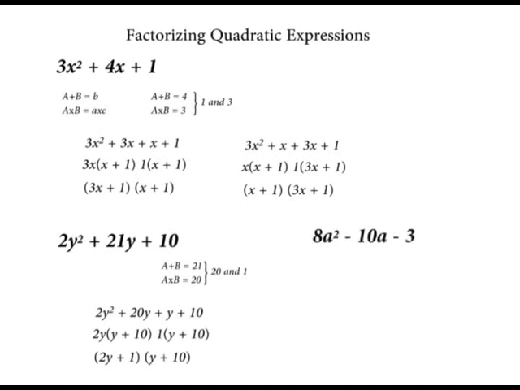8a squared minus 10a minus 3. A plus b should be equal to minus 10. A times b should be equal to minus 24. Those two numbers are minus 12 and 2.